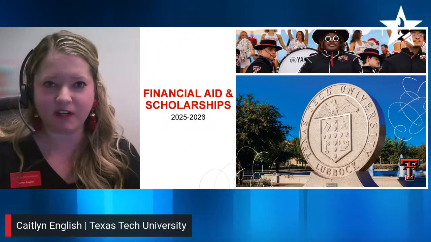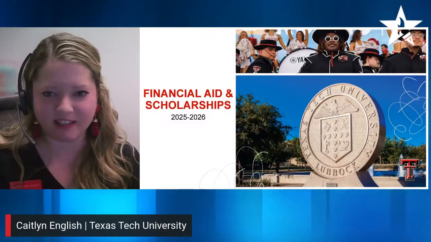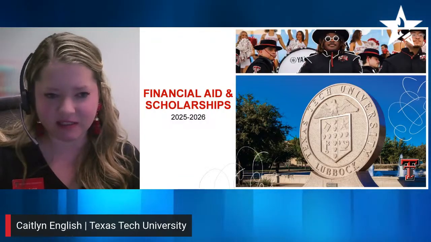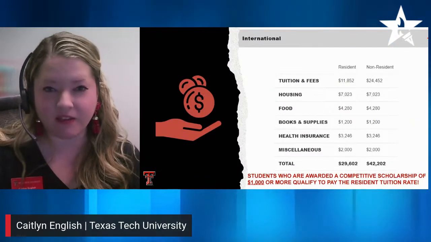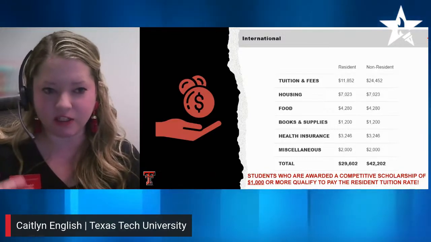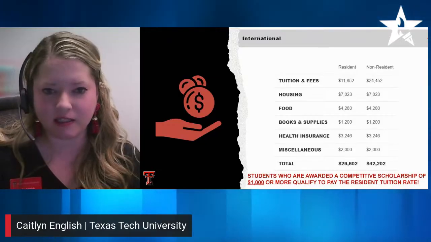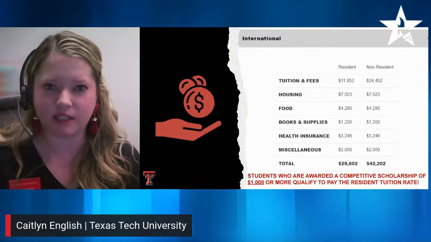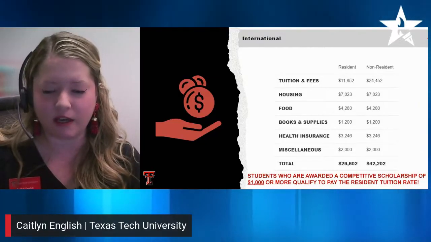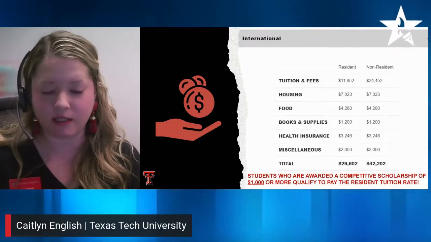Okay, so we're going to talk about financial aid and scholarships specifically at Texas Tech. So it's exciting. I think it's important when talking about tuition and scholarships, those types of things, you need to know the overall cost of where you're wanting to go. So I wanted to highlight, this is at Texas Tech, this is the cost of attendance. As you can see, it's broken down into 2 categories, resident and non-resident.